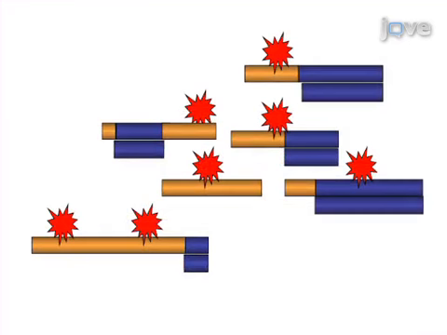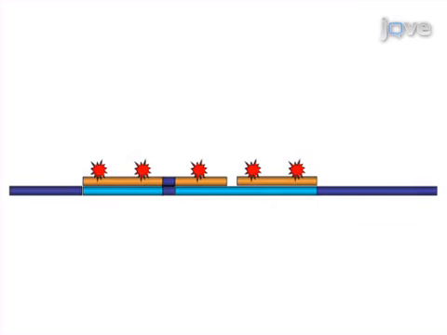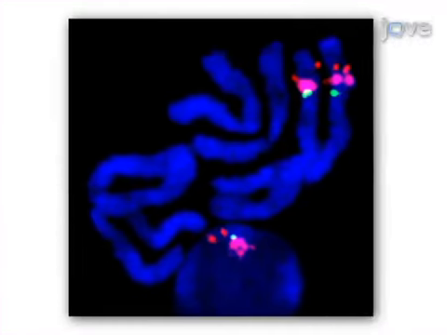The third step is to hybridize fluorescently labeled DNA probes to the chromosomes. The final step is to detect the chromosomal location of the probes using fluorescent microscopy.